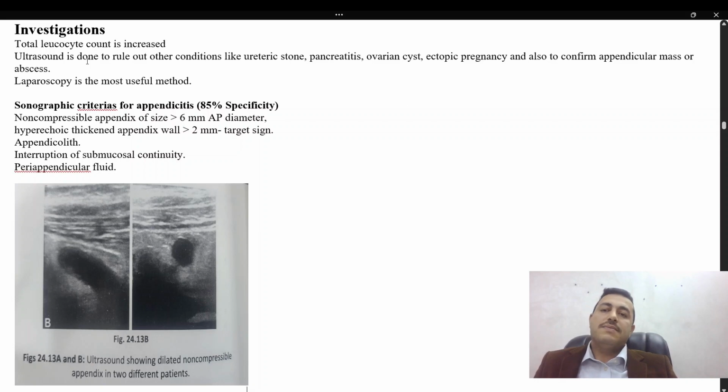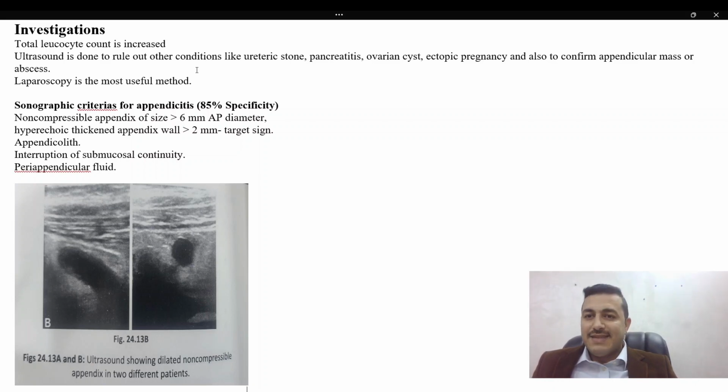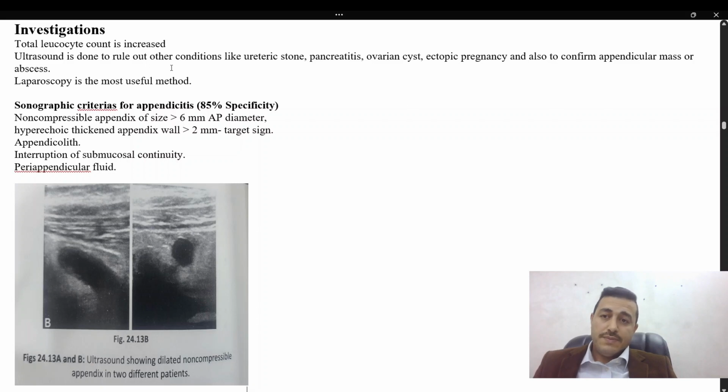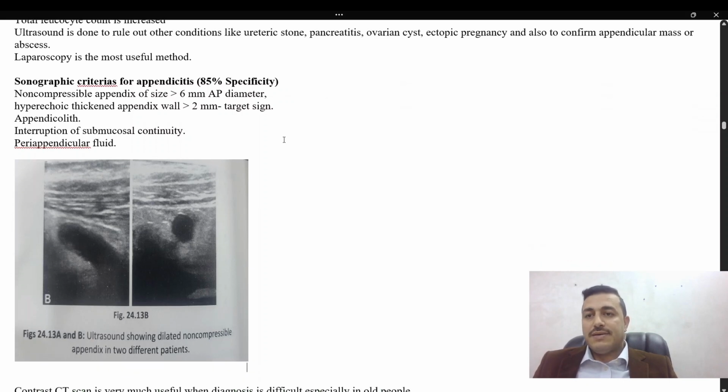Ultrasound will help us in confirming the diagnosis and in ruling out. It's a matter of sensitivity and specificity. Sensitivity is the ability to detect the disease, and specificity is the ability to rule out the disease. So ultrasound can help us in detecting the disease, and also it can rule out other conditions like ureteric stone, pancreatitis, and gynecological causes such as ovarian cyst, ectopic pregnancy, etc.